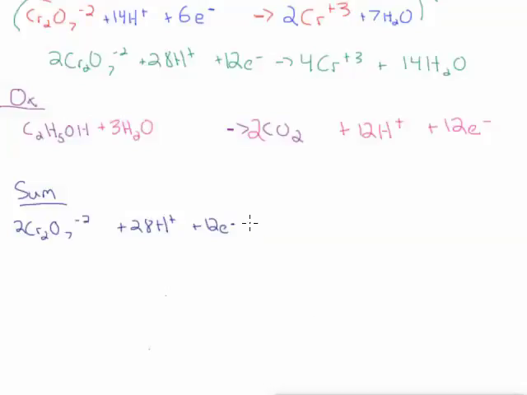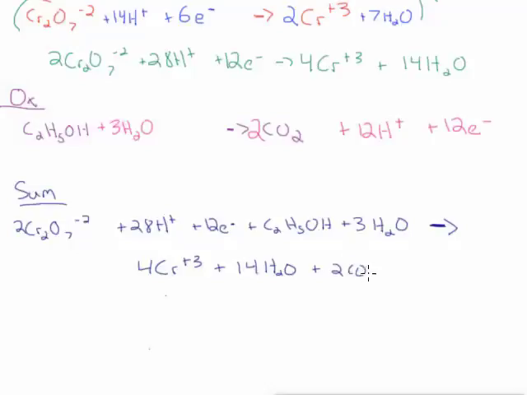C2H5OH plus 3H2O, producing, and I'm just going to list it below, 4 chromium ions, 14 water molecules, 2 carbon dioxides, 12 hydrogen ions, and 12 electrons.